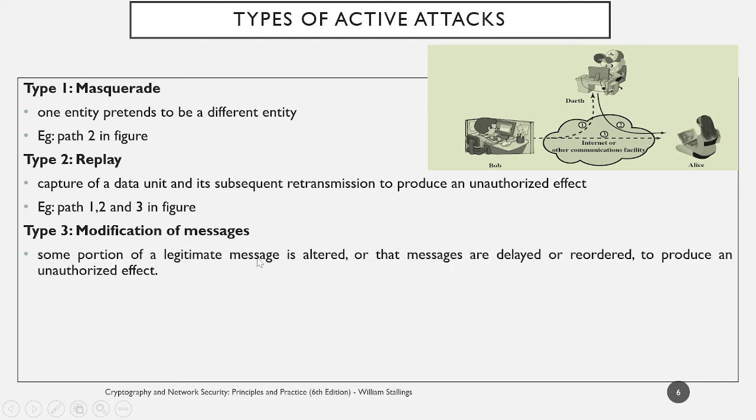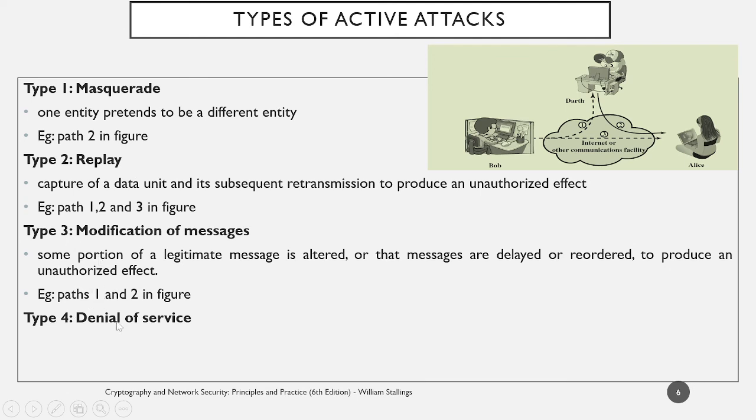The next type is modification of message. Some portion of a legitimate message is altered, or messages are delayed or reordered to produce an unauthorized effect. Here, Dart receives the messages sent by Bob and modifies them, or he delays the messages, or he reorders the messages so that the recipient may be confused or the message may go unavailable. Example, parts 1 and 2 in the figure. Bob is sending the message, which is captured by Dart, modified, and sent to Alice.